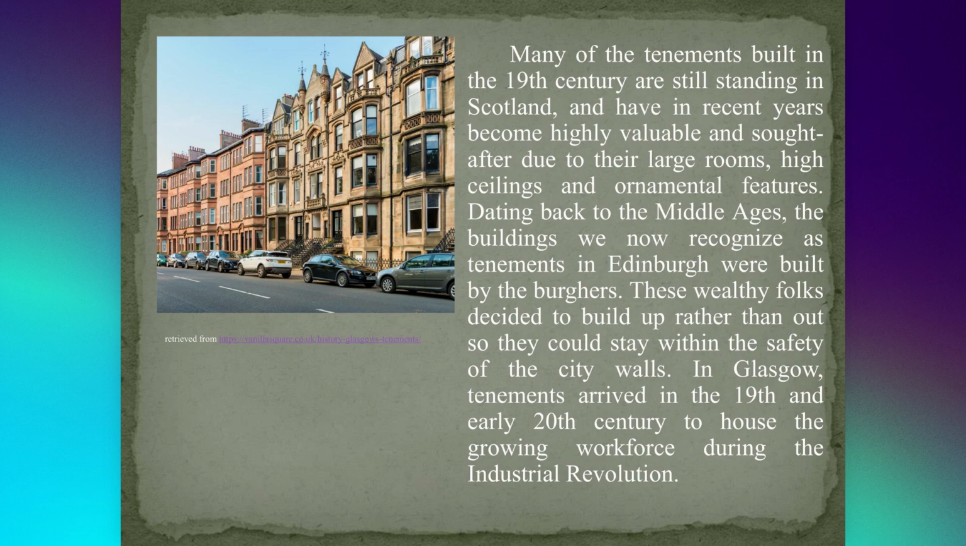Dating back to the Middle Ages, the buildings we now recognize as tenements in Edinburgh were built by the burghers. These wealthy folks decided to build up rather than out so they could stay within the safety of the city walls. In Glasgow, tenements arrived in the 19th and early 20th century to house the growing workforce during the Industrial Revolution.